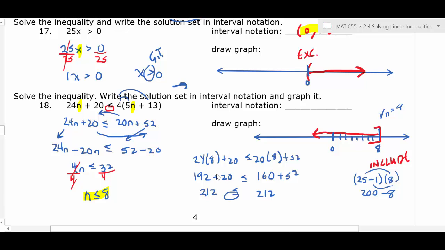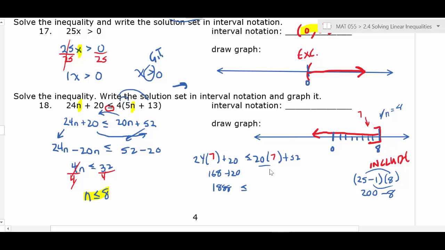Now what I can do, I'm going to erase this, and I'm going to show you this. Okay, I'm going to pick a number that's in this boundary. Like for instance, 7. Plug in 7. It should work. Okay, so let's go ahead and crunch everything out. This time I'm going to be lazy and use a calculator. So 24 times 7 is 168 plus 20. 168 plus 20 is 188.